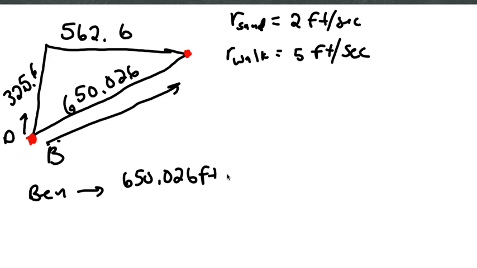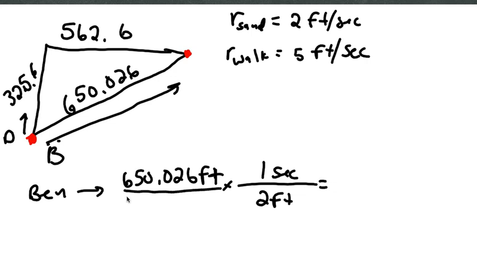Feet, we want to figure out how many seconds this took Ben. So we're going to multiply this by, we know that he traveled 2 feet in 1 second. Hopefully you remember that, whatever you called it, dimensional analysis, converting units. So basically we're going to take 650 and divide that by 2, and we get 325.013, and again there's more digits there, seconds.